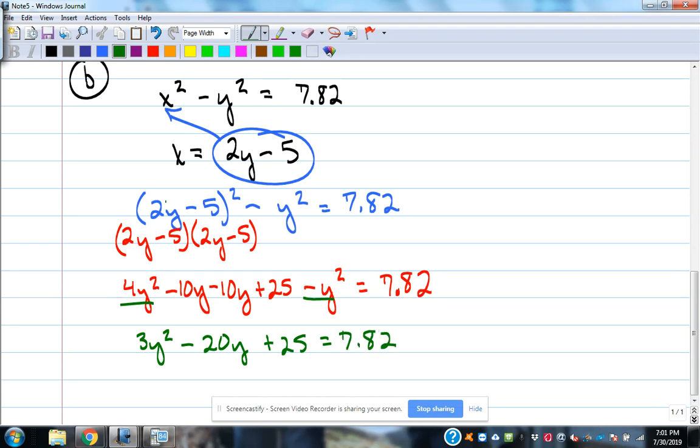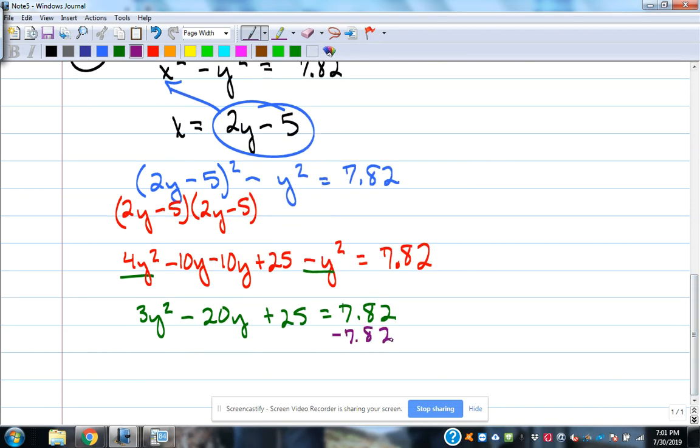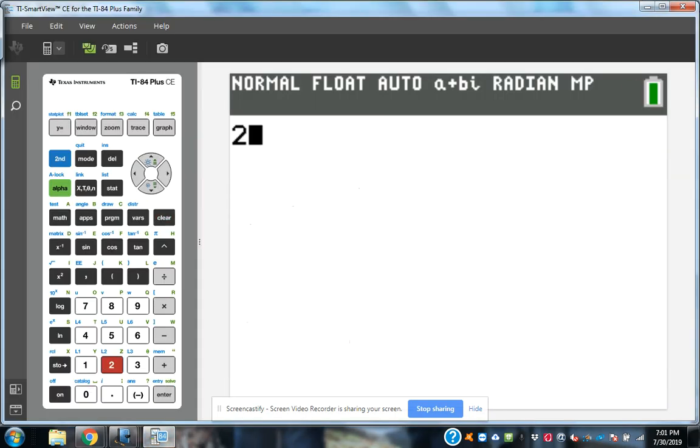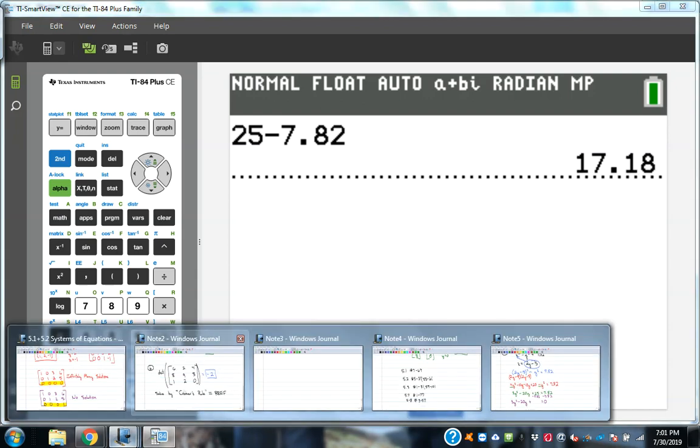All right. When I get there, I see that I have a y squared, a plain y, and some numbers. Anytime I have y squared and a plain y both in the problem, I have to get it equal to 0. So I'm going to subtract 7.82 from both sides to get it equal to 0. So that's 3y squared minus 20y plus, and then whatever 25 minus 7.82 is. 17.18. That's nice.